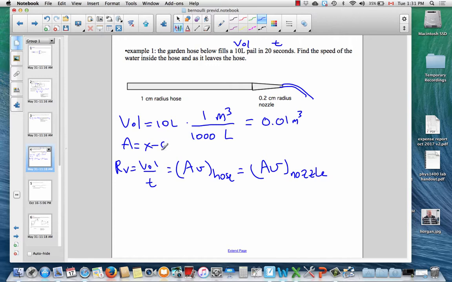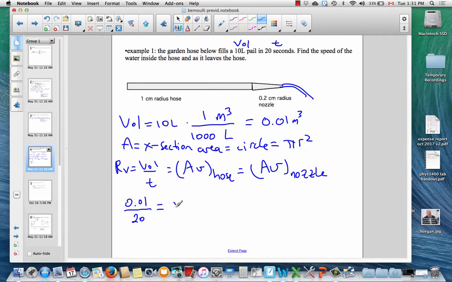I'll put that in here, cross-section. And that is a circle. And the radius is given, so we can find the area of the circle as pi r squared. We just need to express the radius in meters. So we've got the volume, 0.01 over 20 seconds, and that's in units of cubic meters per second.